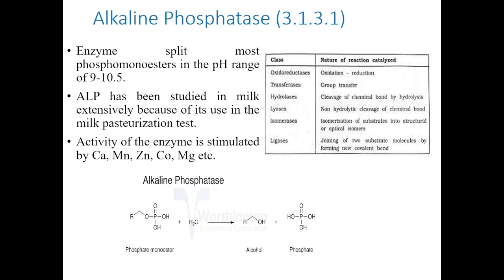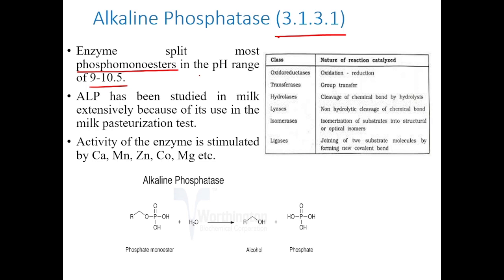Now alkaline phosphatase enzyme number is 3.1.3.1. Now this naming is as per the International Union of Biochemistry and Molecular Biology Committee, who have given the nomenclature for enzyme classification, and as per their classification, alkaline phosphatase number is designated as 3.1.3.1. Now this is the enzyme which splits most phosphomonoesters in the pH range of 9 to 10.5. So alkaline pH is the optimum pH for this enzyme, and as the name indicates, alkaline phosphatase.